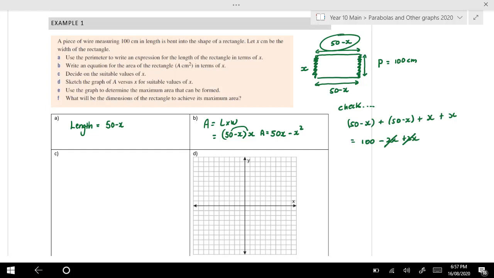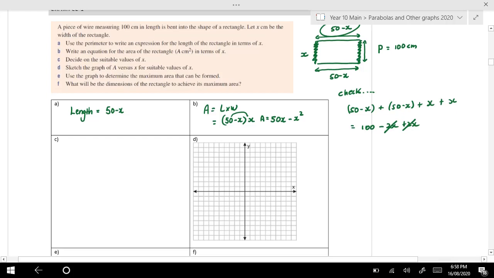It says decide on the suitable values for x. Well, it would make sense that x really couldn't be 0, could it? Because if x equals 0, it would have no width. Clearly x cannot equal 0. But also, if I do 50 take away x, and this value is larger than 50, then I'm going to have a negative value. You can't have negative width, and you can't have negative length either.